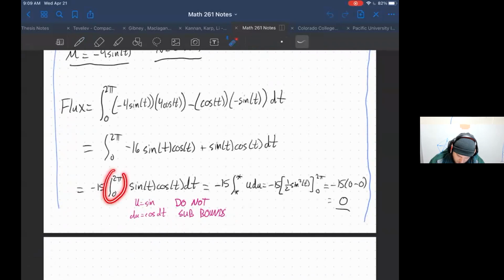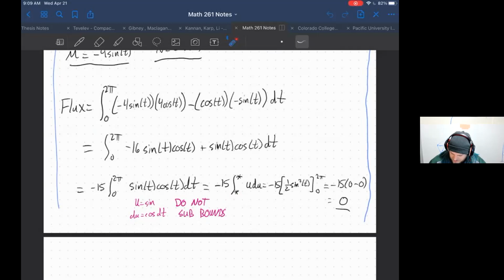Since this is a loop, it starts and ends at the same place. If you were to do a u substitution here, u equals sine, du equals cosine, and you plugged in the new bounds, you would get 0 to 0 for these bounds. Normally this is an issue. This is maybe a bad example to point this out on because you still get an answer of 0. But if you start and end at the same place and you do a u substitution, you're going to get the same upper and lower bounds, which tells you it's 0.